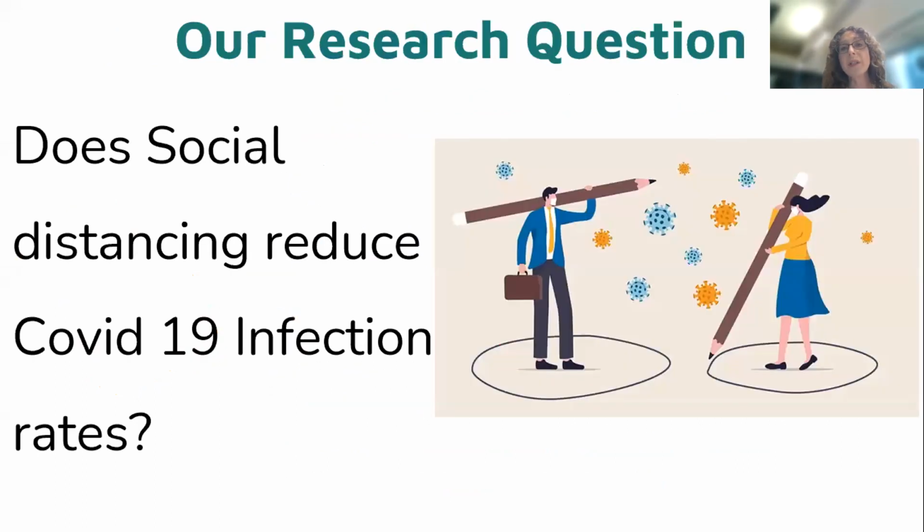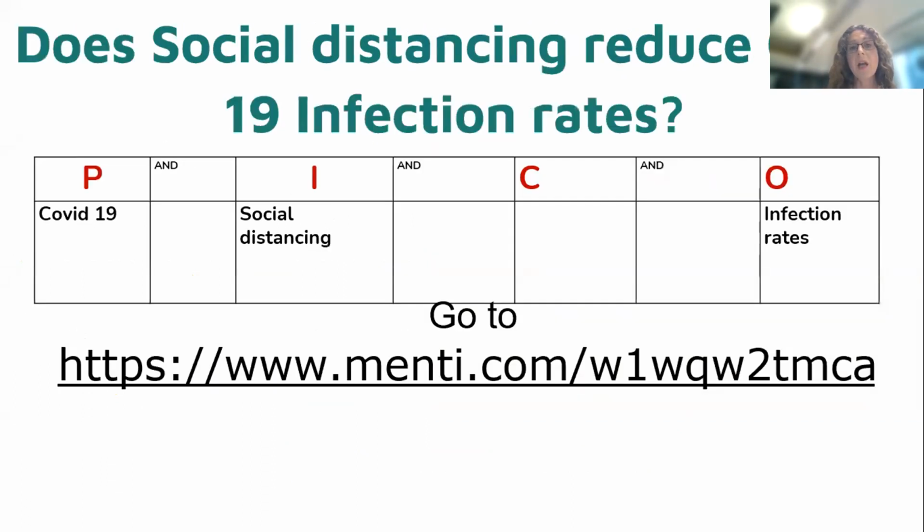So our sample research question is, does social distancing reduce COVID-19 infection rates? Applying the PICO to this, our P, our problem or population, is COVID-19, our intervention is social distancing, and our outcome is infection rates. There isn't always a comparison. So if you go to menti.com, think to yourself, what other keywords would you use for these terms, have a brainstorm and put them into Menti.